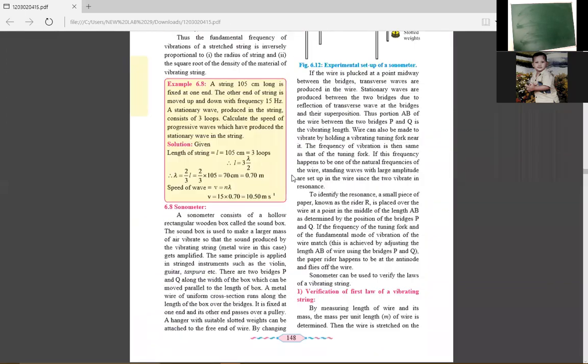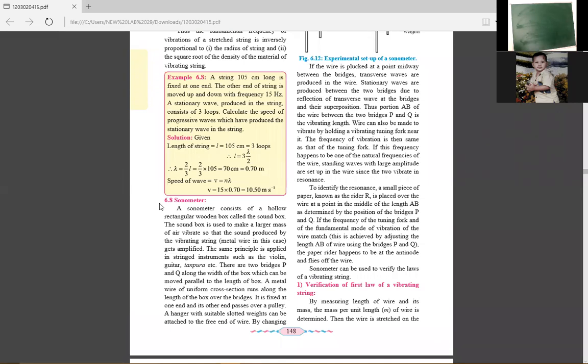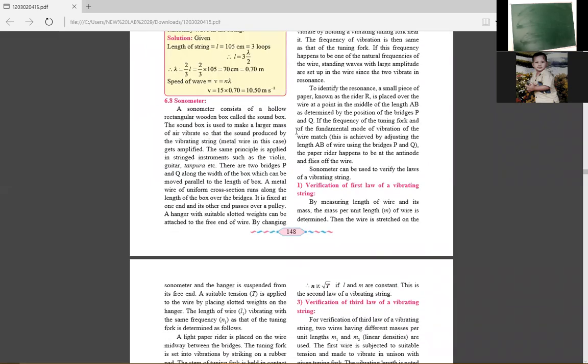So in this way we can verify these three laws by using the instrument sonometer. We are going to do the experiment on sonometer in our lab. So in detail, I will tell you there in the experiment.